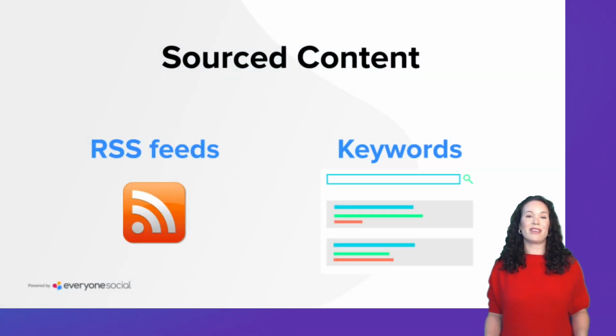Let's look at the types of content to consider posting. You can look at sourced content or user-generated content. Sourced content is added in group settings using the sources setting. Sources are added via RSS feeds and keyword searches.